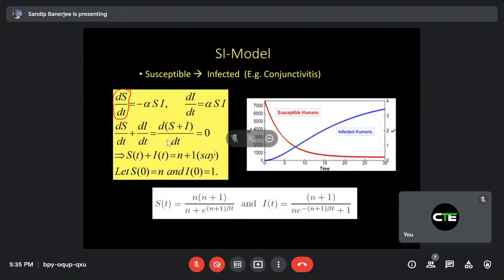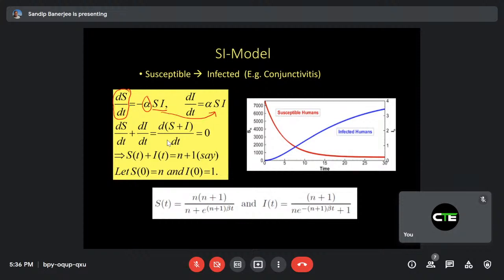So the infected will affect the susceptible when they come in contact with the susceptible ones. Just like in the case of COVID, the interaction is given by the product of the susceptible and the infected, and they are infected at a rate alpha. So you actually have two classes. One is the susceptible class, another is the infected class. So from the susceptible class, everything moves to the infected class.